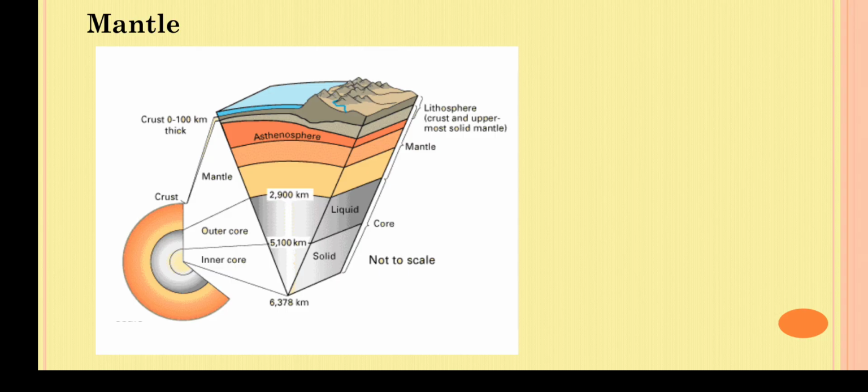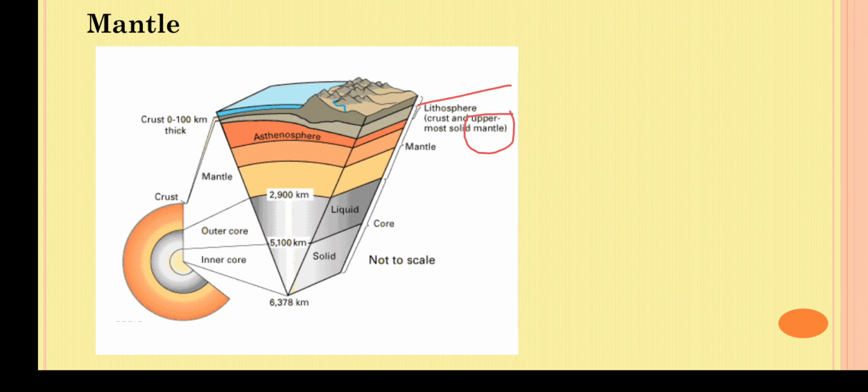Now moving further towards the second layer, the mantle. The portion of the interior beyond the crust is called the mantle. The mantle extends from the Moho discontinuity to a depth of 2,900 km. The Moho discontinuity marks the end of the crust and the beginning of the upper mantle. So this portion is called the Moho discontinuity.